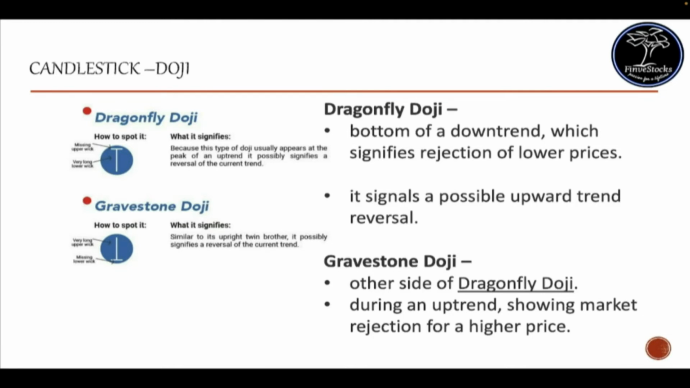If it appears at the bottom of a downtrend, which signifies rejection of lower price, it signals a possible upward trend reversal.